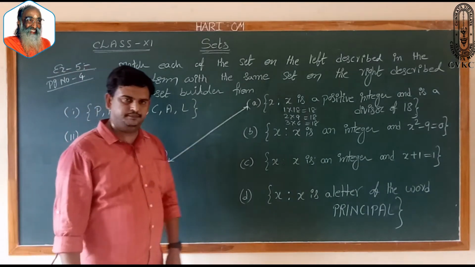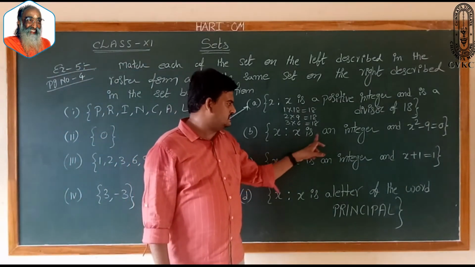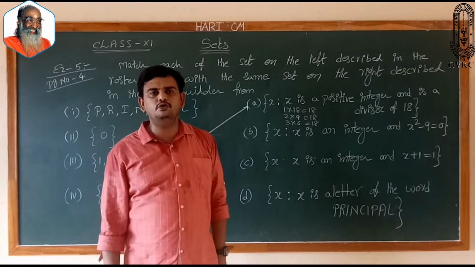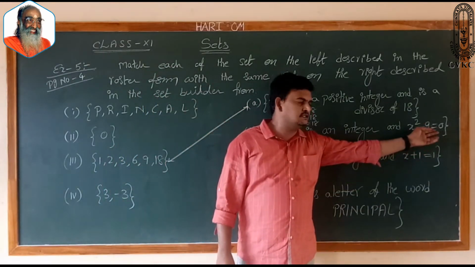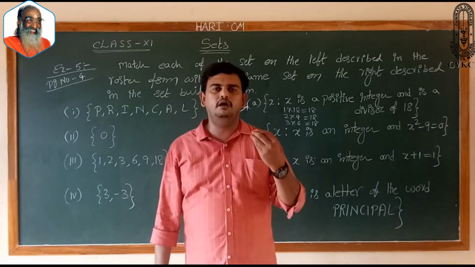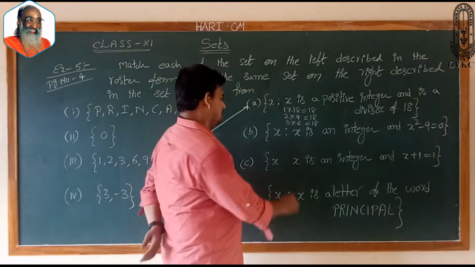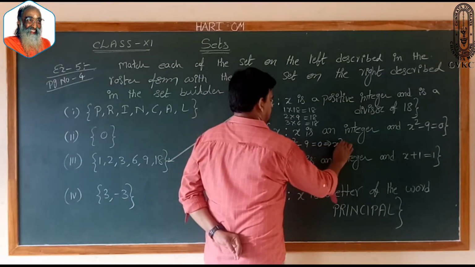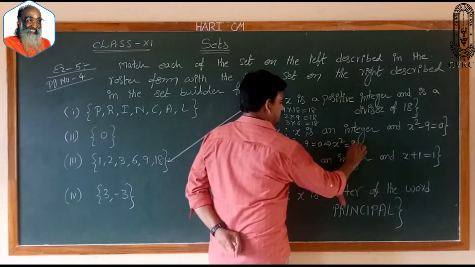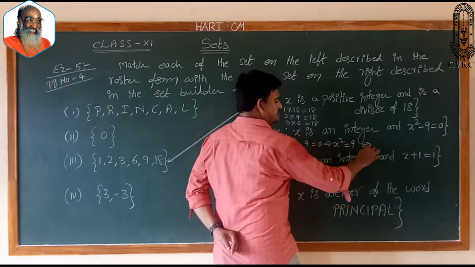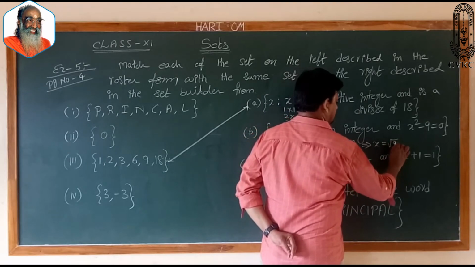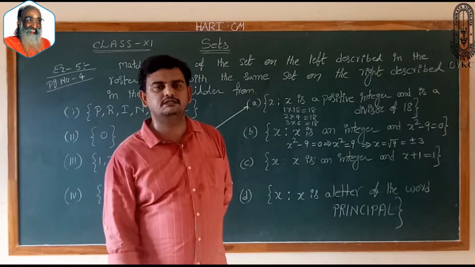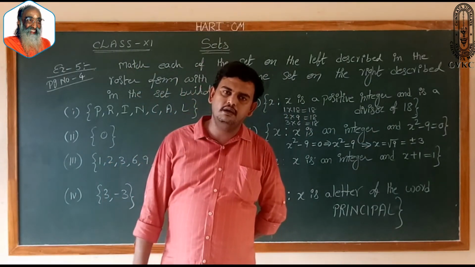Now coming to the second question. x such that x is an integer and x square minus 9 is equal to 0. Here, x square minus 9 is equal to 0 is nothing but a quadratic equation. We need to solve it. x square minus 9 is equal to 0, so 9 goes to the other side, plus 9. It is a square, so it goes to the other side as a square root. x is equal to square root of 9. Square root of 9 is plus or minus 3, which means you can take plus 3 or minus 3.